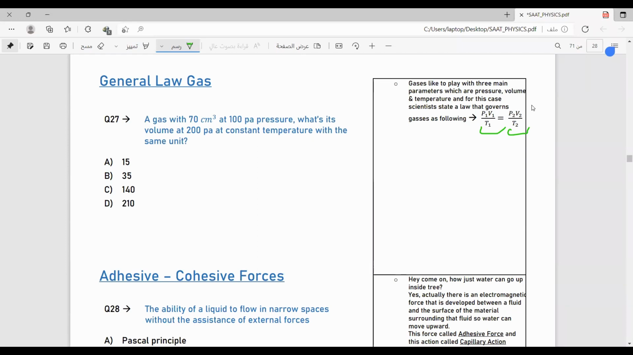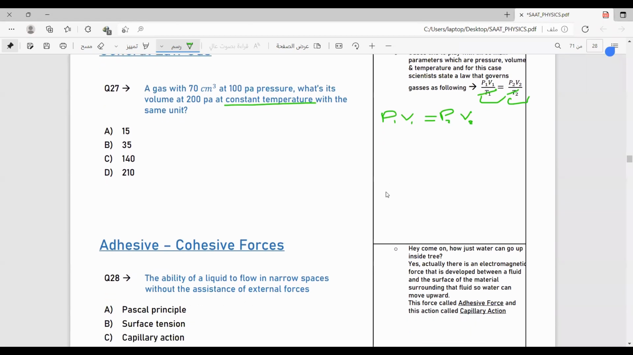Okay, so now it's mentioned constant temperature here. If you notice constant temperature, or even constant pressure or even constant volume, the way that you deal with it is just cancel that quantity. They are equivalent on both sides. So you will end up with P1 V1 equals P2 V2.